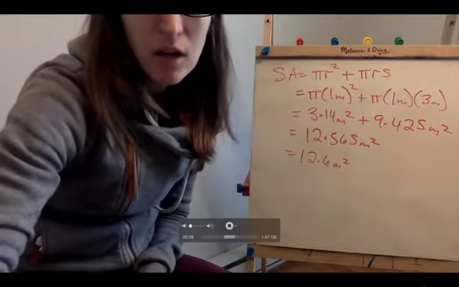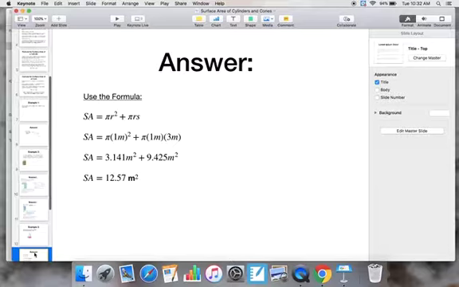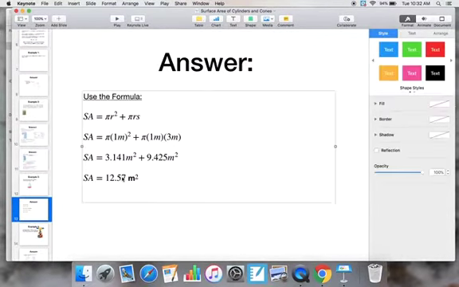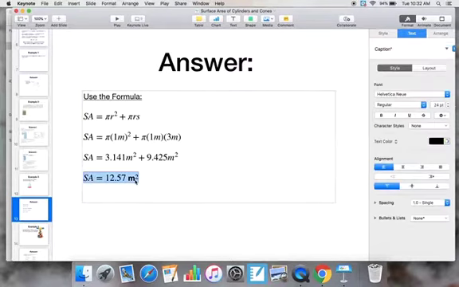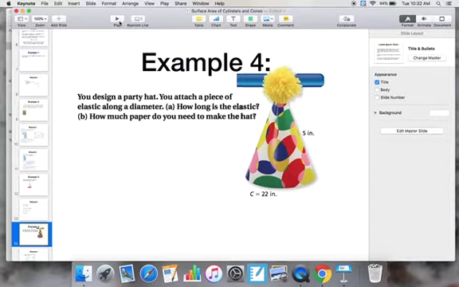So that's relatively straightforward, just finding the surface area and rounding to the nearest tenth. I didn't round that one to the nearest tenth, so I'll add that into the answers now. Surface area should actually equal 12.6 meters squared. Okay, all right, final example here.